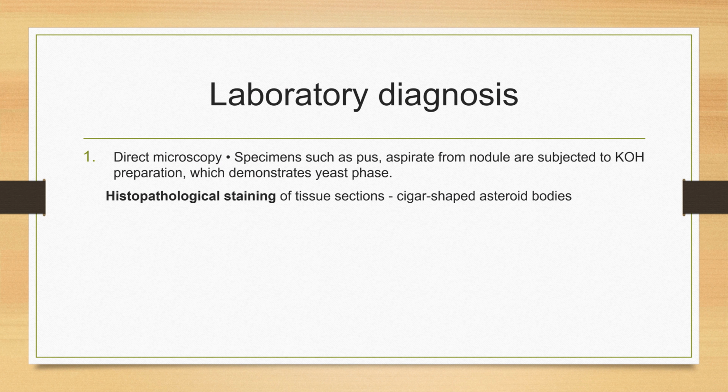So in the laboratory diagnosis, direct microscopy, the specimens such as pus aspirate from the nodules are subjected to the KOH preparation, which demonstrates the yeast phase. And histopathological staining of the tissue sections depicts the cigar-shaped asteroid bodies.